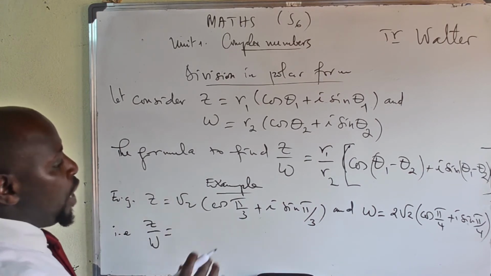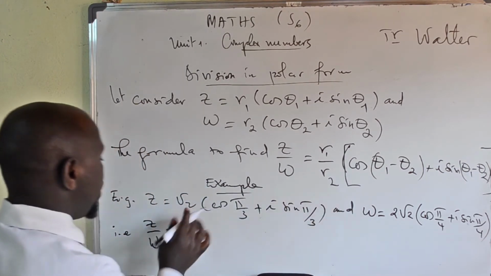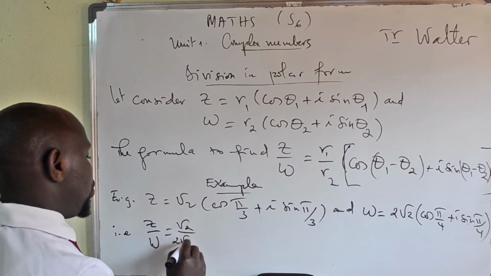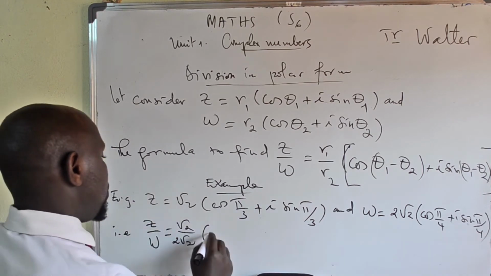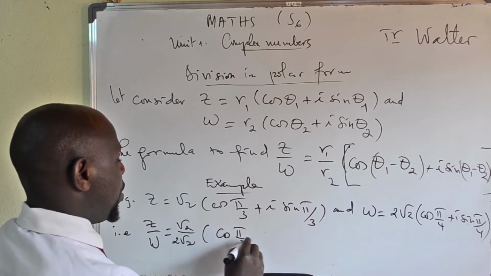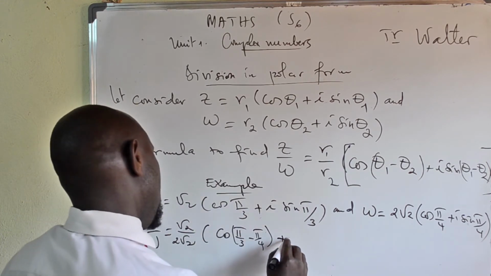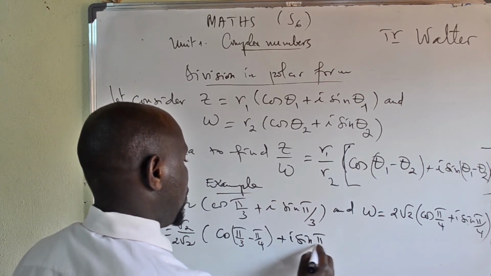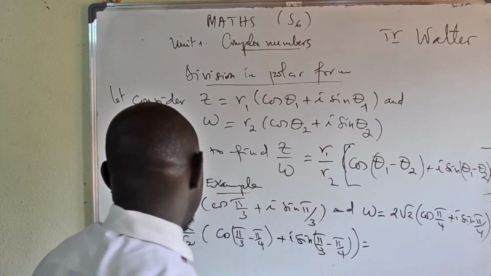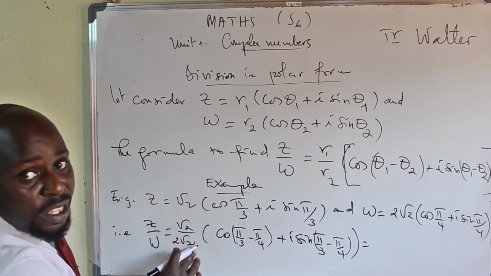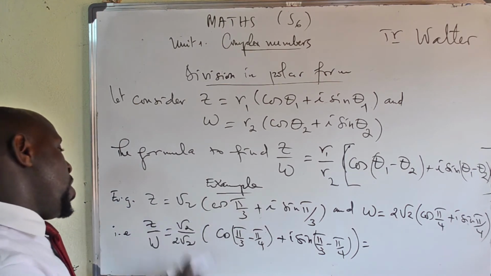Ladies and gentlemen, as I said, we just find the quotient, the ratio between the moduli. Here we have square root of 2 over 2 square root of 2, which is r1 over r2, times cosine of pi over 3 minus pi over 4, which means I am just finding the difference of the arguments, plus i sin of pi over 3 minus pi over 4. And now I will finally get what? Here I have to rationalize this. I will multiply by square root of 2 here, and also by square root of 2 here. You are all used to that.